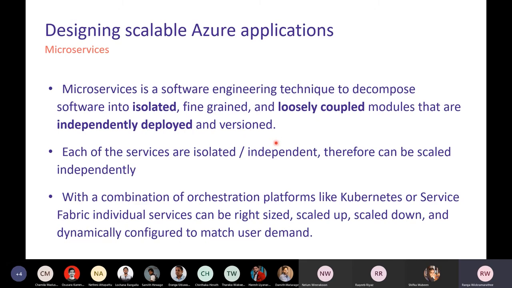Most of the time, this comes with a combination of orchestration platforms like Kubernetes or maybe Service Fabric. With these, you can tailor-make these pods and make them right-sized, scale up and down based on certain rules, or maybe configure them to run on a schedule, something like that.